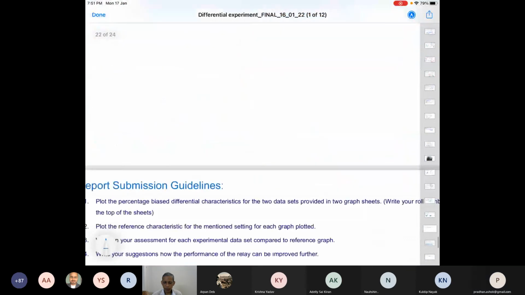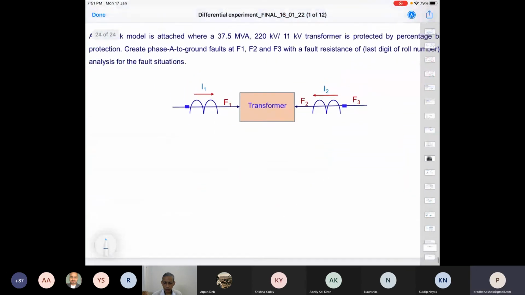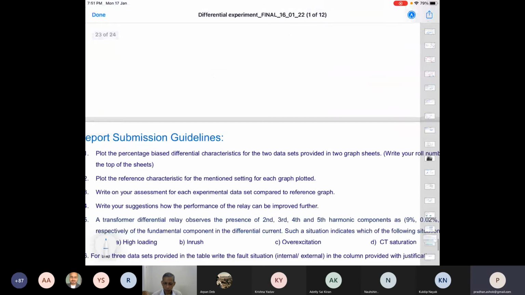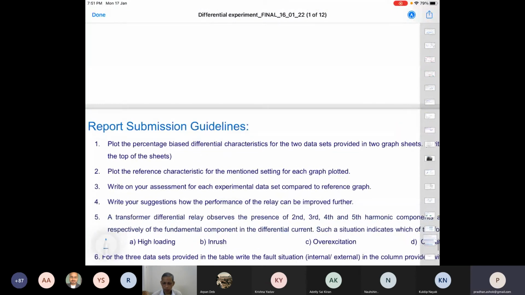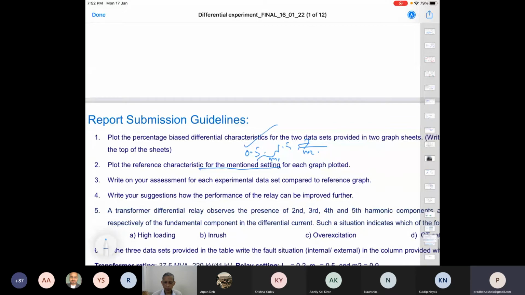This is all from this perspective. So we have some report submission issues, and this will be supplied. Plot the percentage differential characteristic for the two data sets that will be provided, which will be circulated. Plot the reference characteristic for the mentioned set also, that M1, M2 that I told you how to do. So we take it at 0.5 to 1.5 in this range M1, and then from 1.5 onwards it is M2, and below that the horizontal line, as you see here.